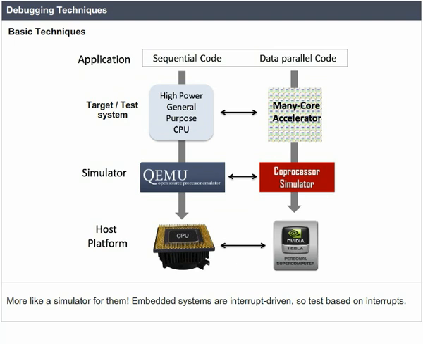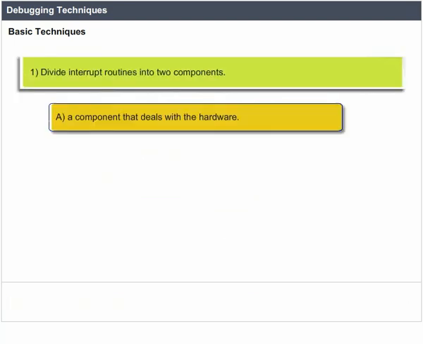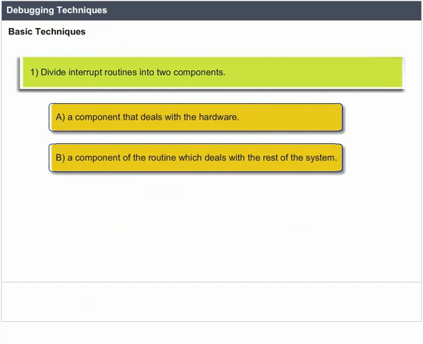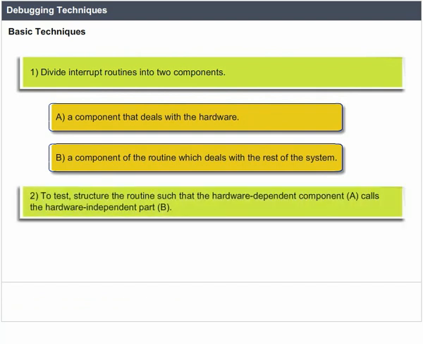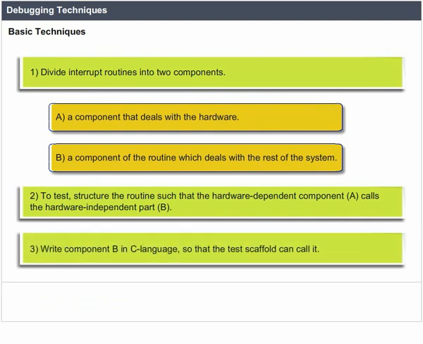Embedded systems are interrupt driven, so test based on interrupts. Divide interrupt routines into two components: a component that deals with the hardware, and a component of the routine which deals with the rest of the system. To test, structure the routine such that the hardware dependent component A calls the hardware independent part B. Write component B in C language so that the test scaffold can call it.